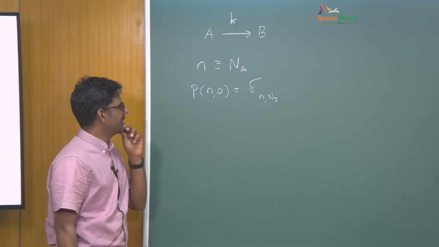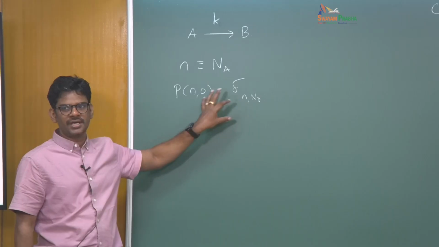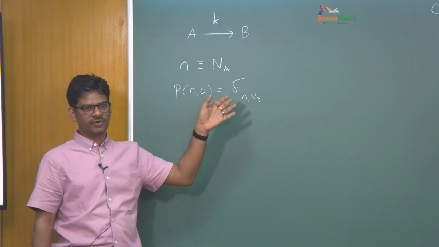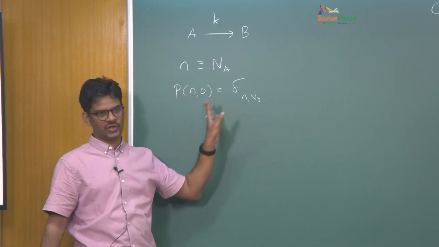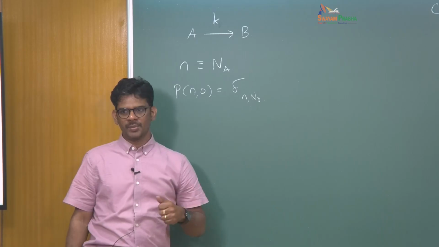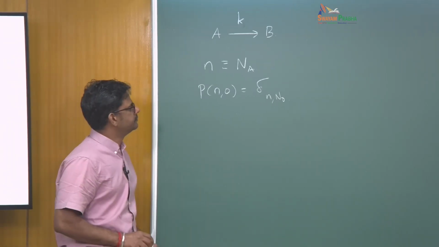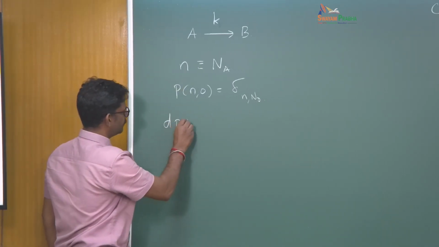So what we have done is give a reaction scheme and an initial condition. Generally the initial condition is given in terms of the number of molecules, but here we are saying what is the probability of finding the number of molecules, and that probability is 1 if n is equal to n naught. So this is a probabilistic way of describing the initial condition. Then we wrote the chemical master equation for this problem.